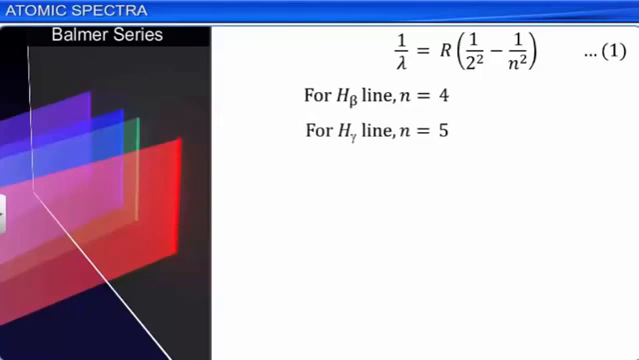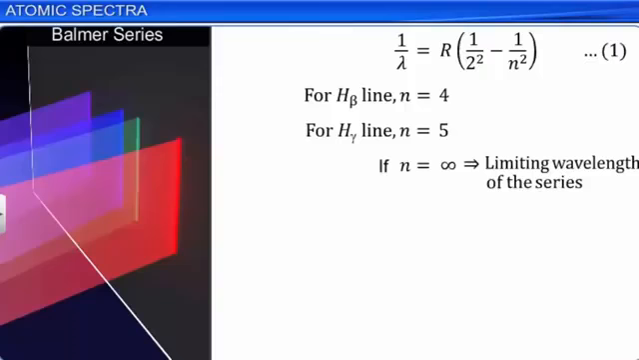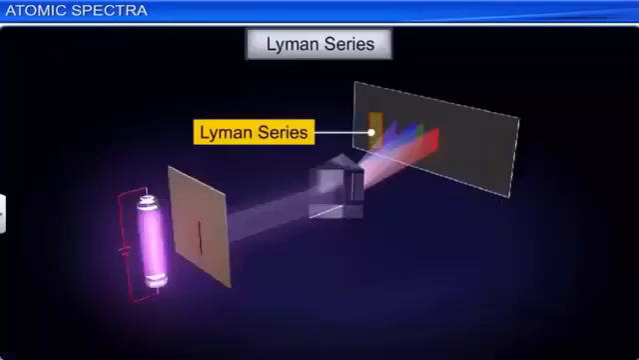or 364.6 nanometer. The limiting wavelength is the shortest wavelength of the series. Now let us look at the Lyman series, which has wavelengths in the ultraviolet region of the spectrum. The presence of ultraviolet wavelengths can be detected by a silver chloride soaked paper, which turns black when exposed to them.